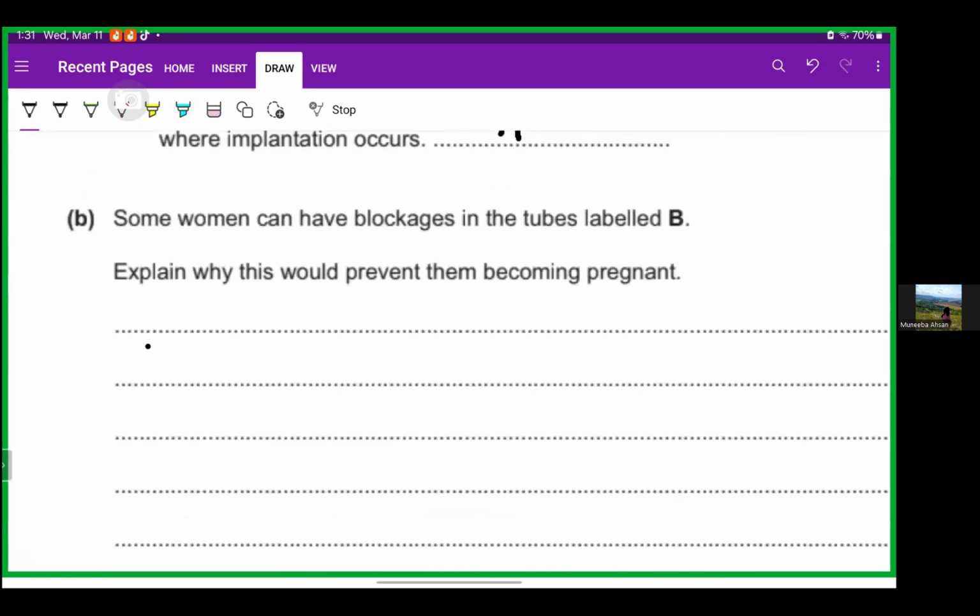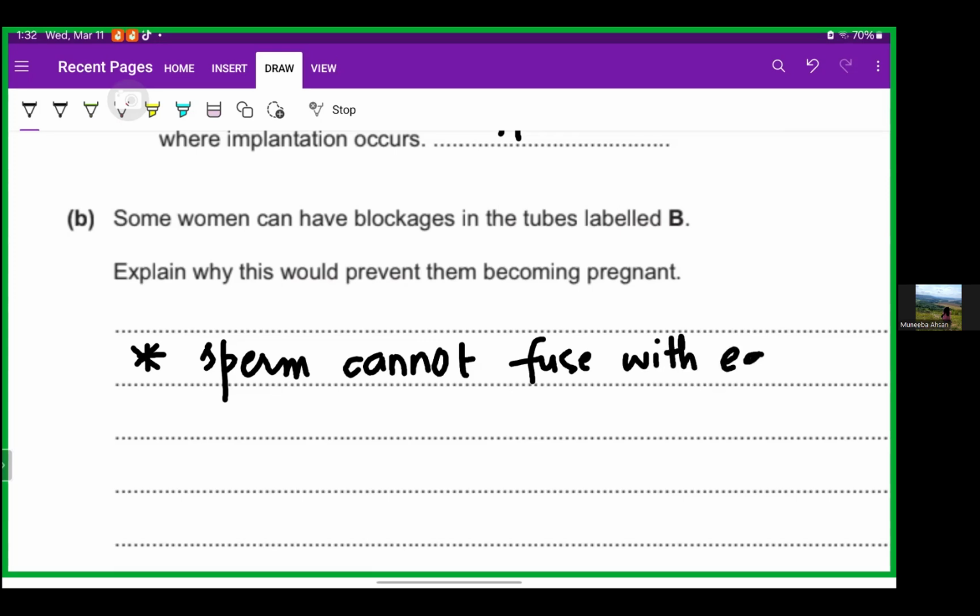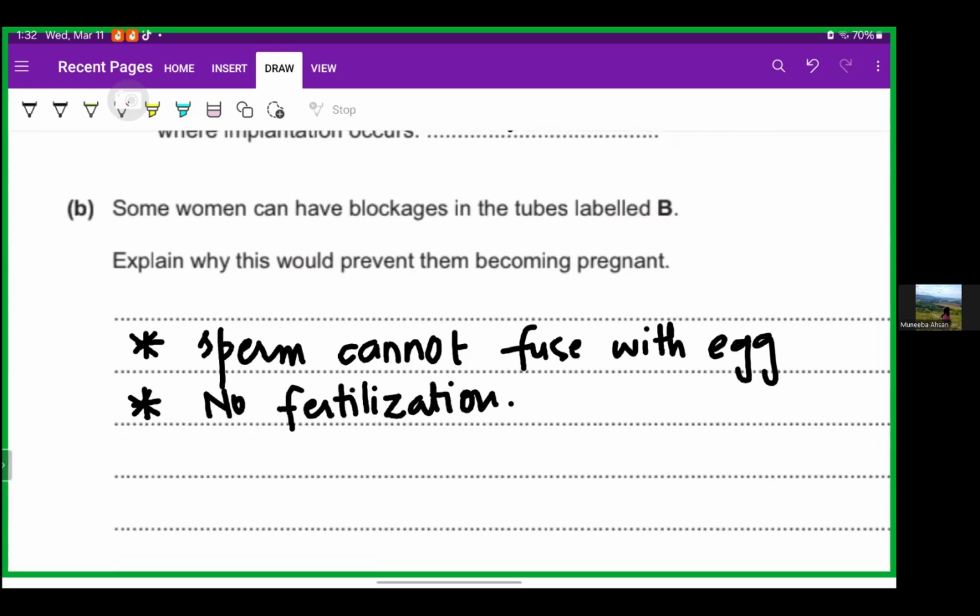So what are the two important points here? Number one, the sperm cannot fuse with the egg, hence there will be no fertilization. And when there is no fertilization, the female will not be able to get pregnant.